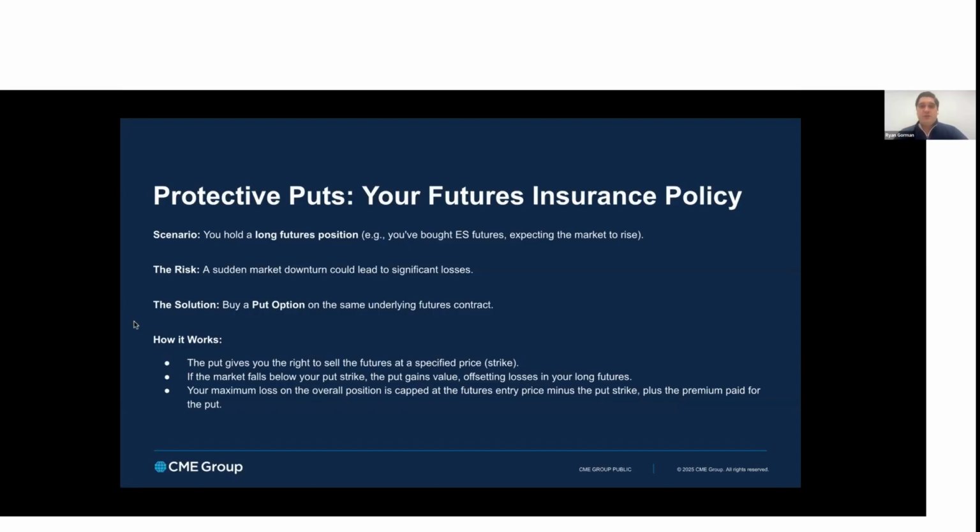So basically, we'll run through a scenario. So say you're long a futures position. Say you've bought an ES futures contract. We'll say MES, for example. So you buy a micro E-mini S&P expecting the market to rise. So you're long this futures position. We talked about this example earlier, but a sudden market downturn could lead to significant losses.